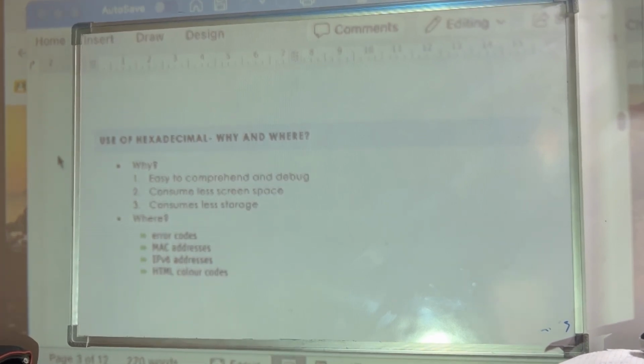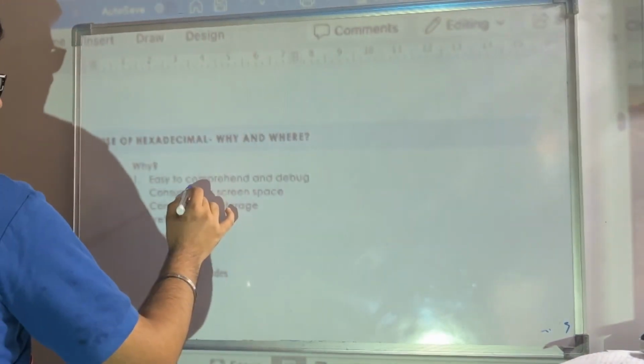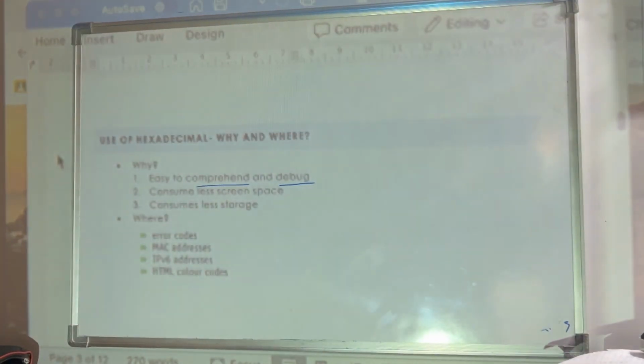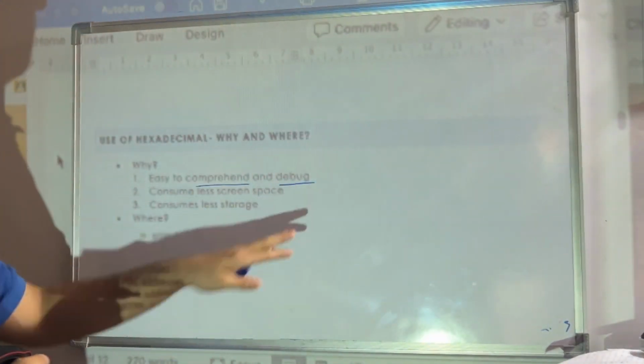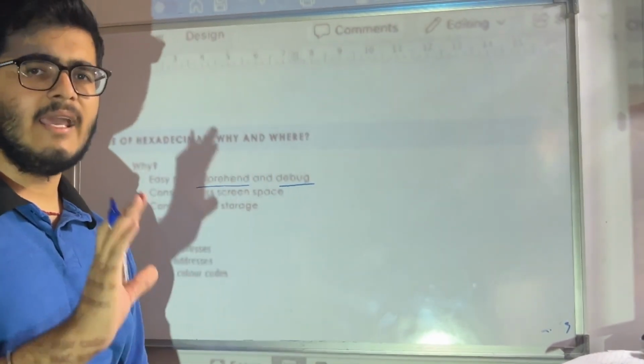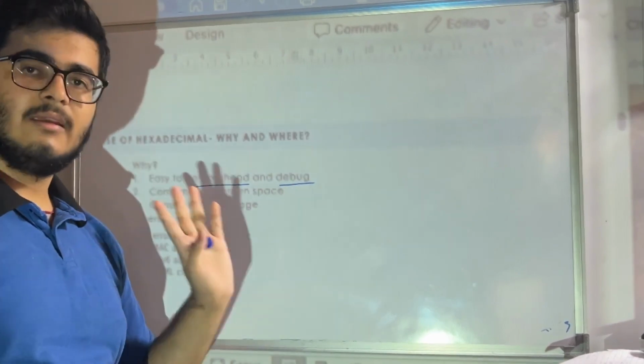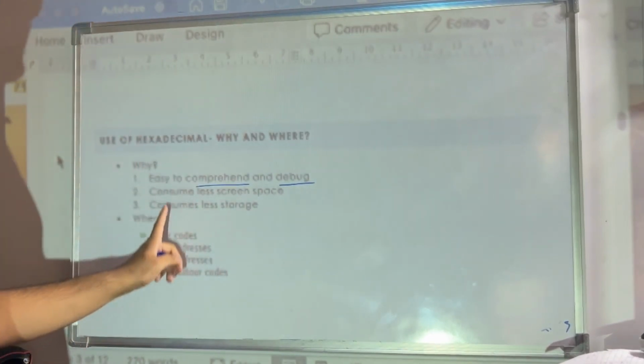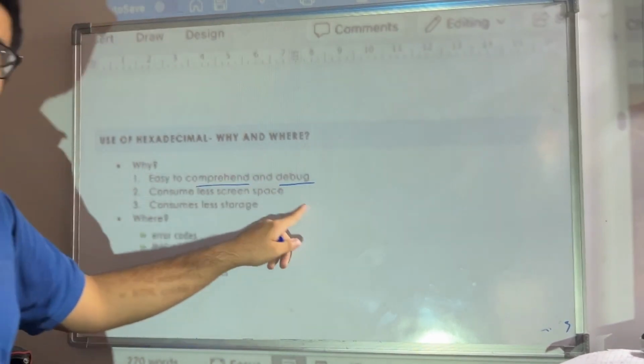Coming back to the exercise, let us see. First reason is that hexadecimal is easy to comprehend and debug. What is comprehend? Another word for comprehend is understand. And debug is finding errors. Whenever we find an error, it is known as debugging in computer science. So it is easier to understand and find errors.